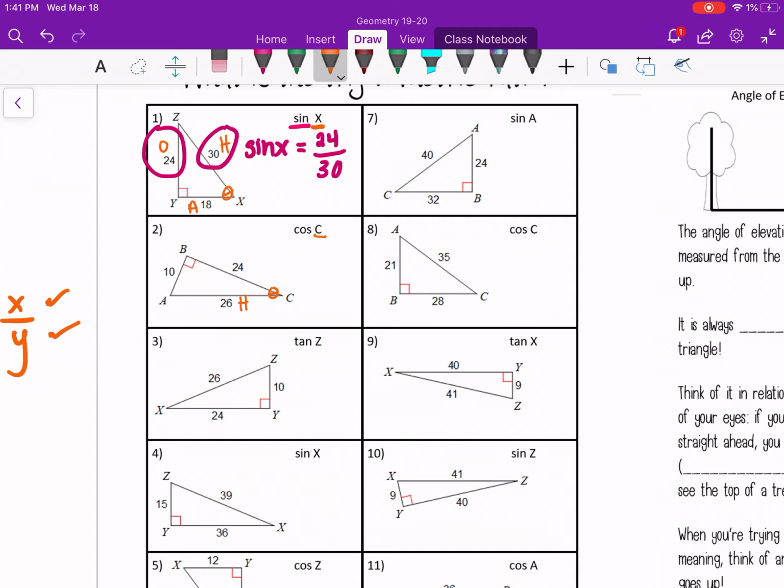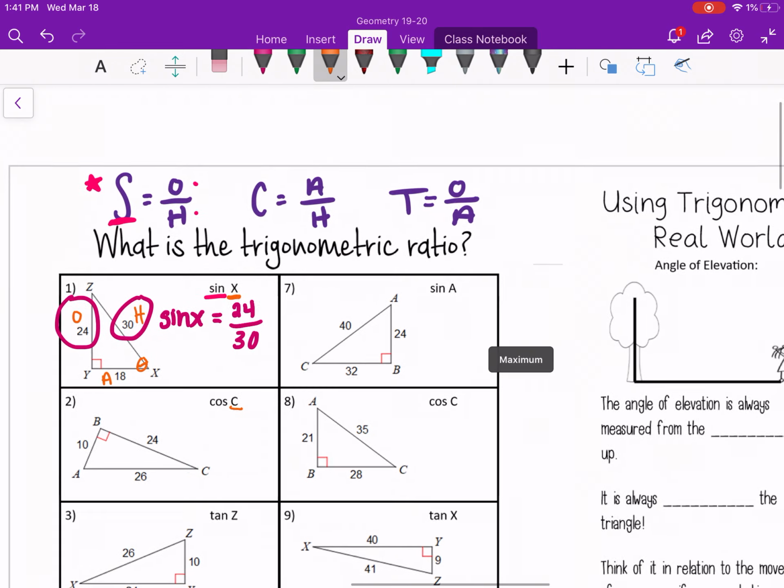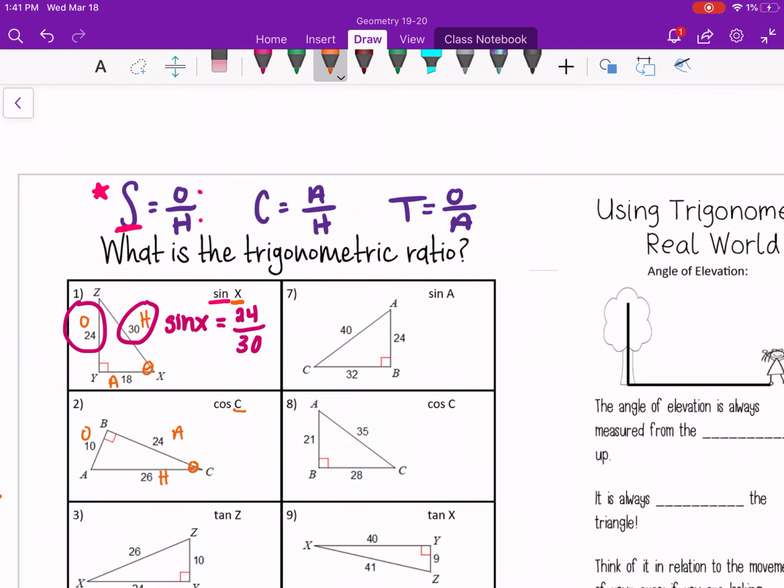Then, using the theta, using the letter C, I'm going to find my opposite side. Thinking about if I had a pencil and I pointed it in this angle, the pencil would be touching the side that's 10. So I'm going to go ahead and label that opposite. And then I'm left with adjacent. You will always have an O, an H, and an A in every single triangle.